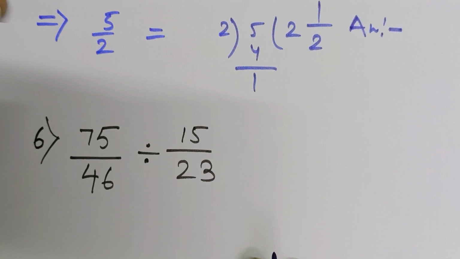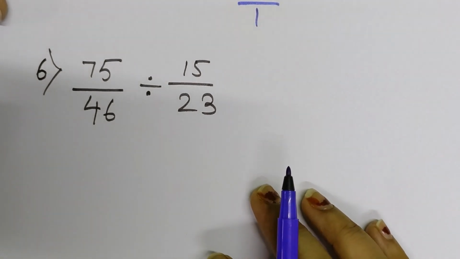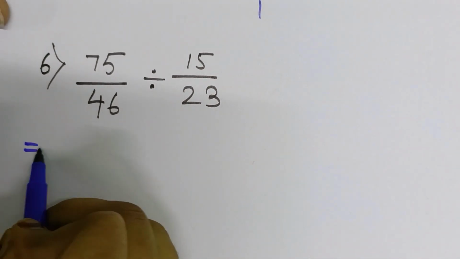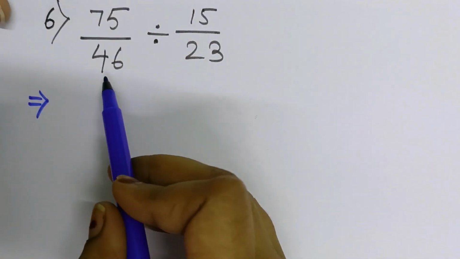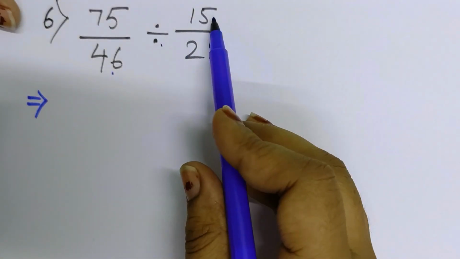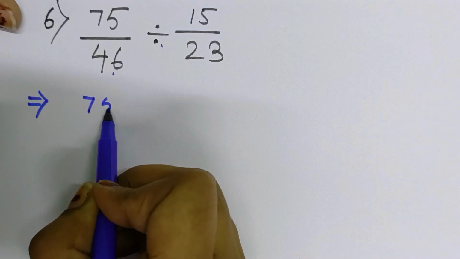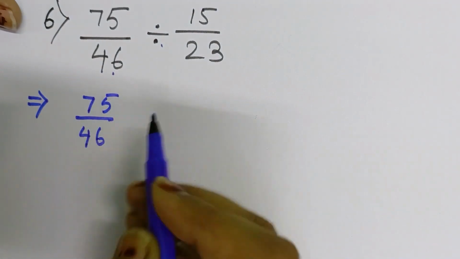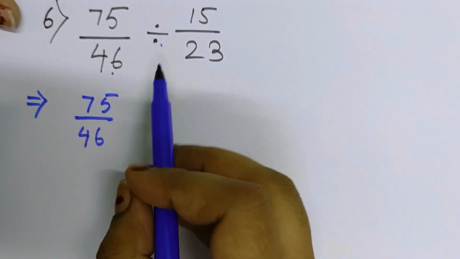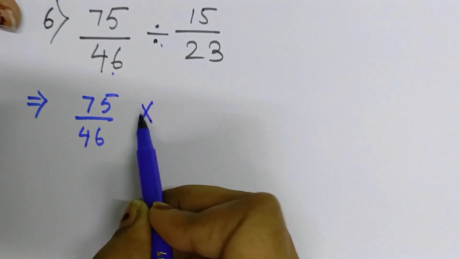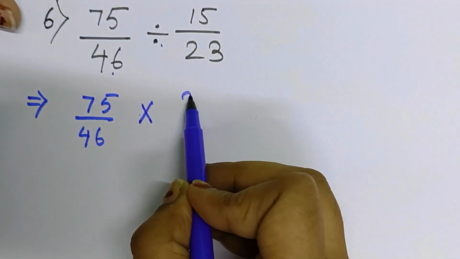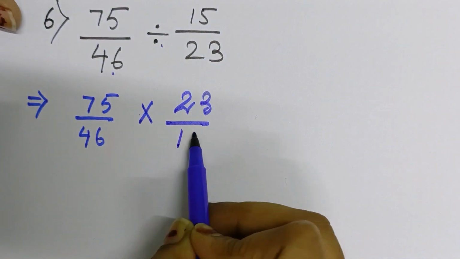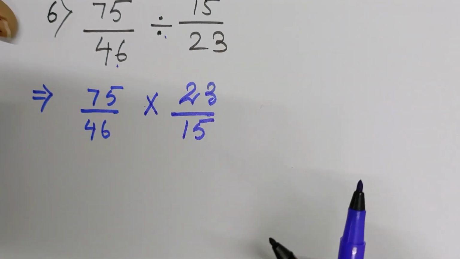Okay, now our next one is 75 by 46 divided by 15 by 23. So just write it down, 75 by 46. And now change this division sign into multiplication and it will be reciprocal. So 23 by 15.